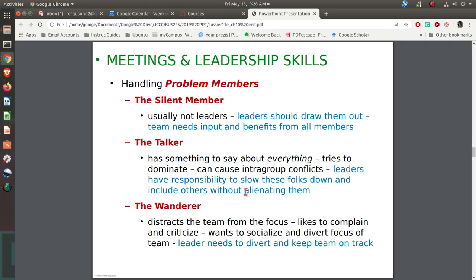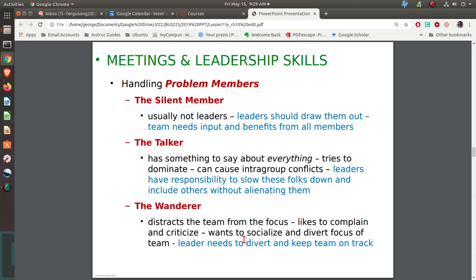The talker, what you do is you summarize what the person has said. Now you wait for them to take a breath, okay? Eventually they have to breathe. When they take a breath, you jump in there, you summarize what it is that they've said, and then you use your body language to turn someplace else and say, okay, what do you think? Taking it to someone else.